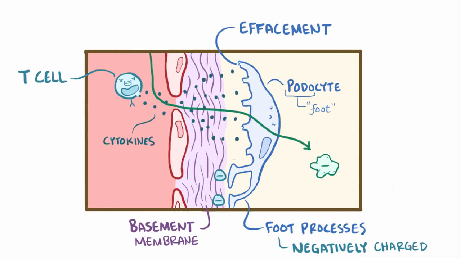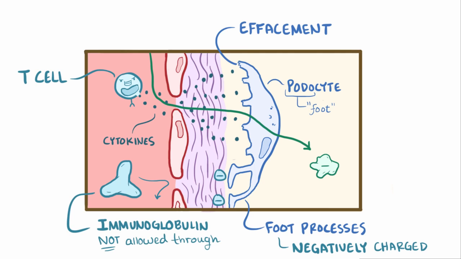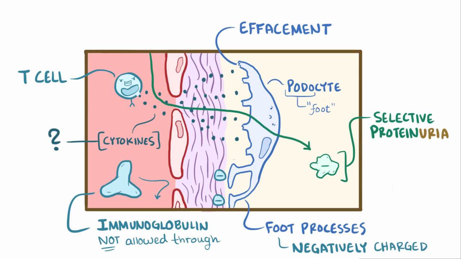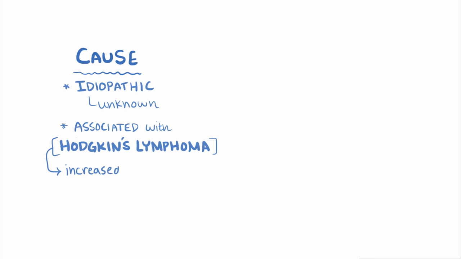Even though albumin goes through, other larger proteins like immunoglobulin aren't allowed through. And so with minimal change disease, there's selective proteinuria. The exact identity and mechanism of these ominous T cell cytokines, though, still remains a mystery. As far as causes of minimal change disease goes, in most cases it's idiopathic, meaning the cause is unknown. Although one interesting clue is that it's associated with Hodgkin's lymphoma, possibly because of the general increase in cytokine production in that disease.